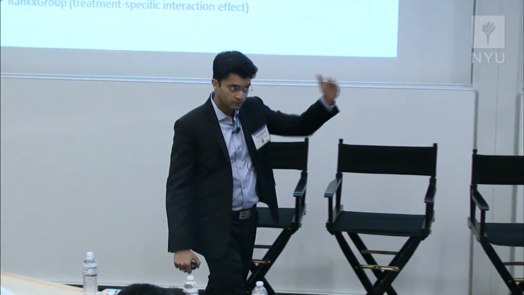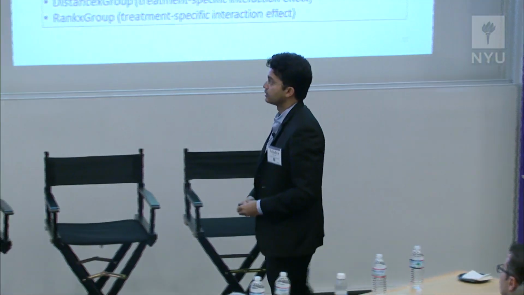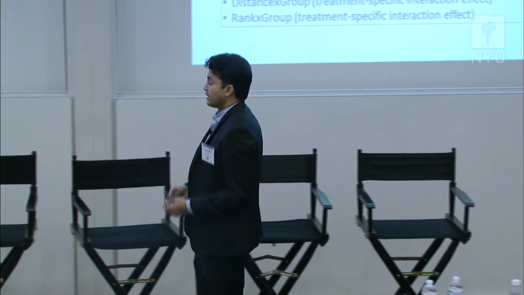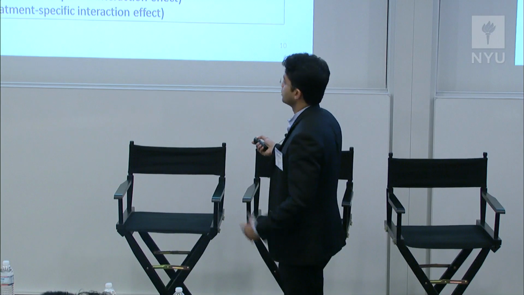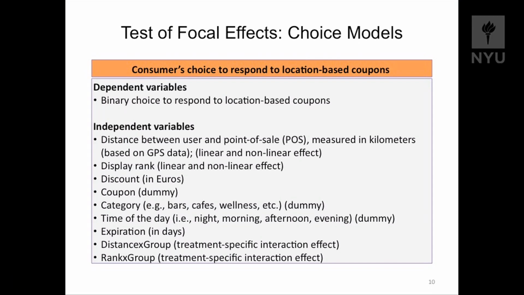Same with rank itself. When you move down in order of the screen from rank 1 to rank 2, the drop in clicks is not going to be the same as you go down from rank 8 to 9. Okay? So you control for linearity and nonlinearity. You look at the various kinds of categories. Are there coupons from bars or cafes or fitness stores, wellness stores, etc. Time of the day, expiration, how long was the coupon valid.